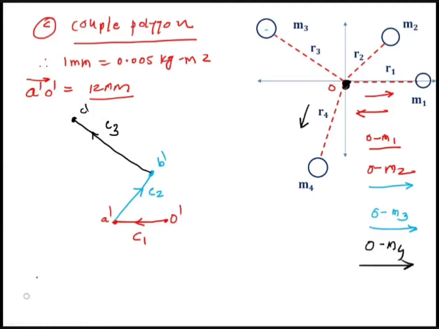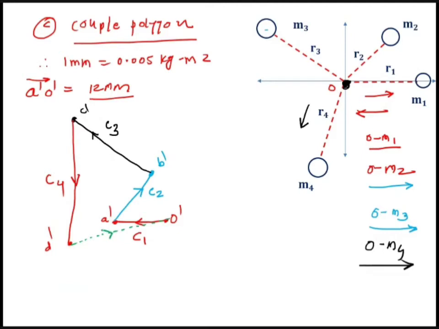So parallel to OM4. Okay, so what is this? C dash D dash indicates C4. Okay, and now you have to close the polygon, right? You have to close the polygon. So close the polygon.